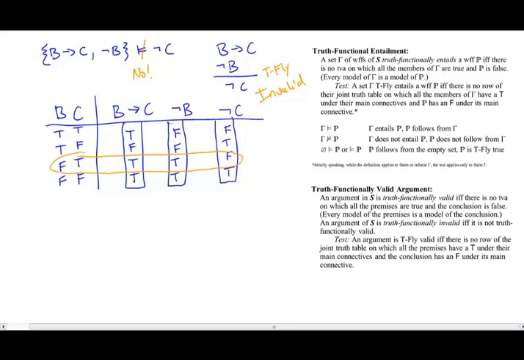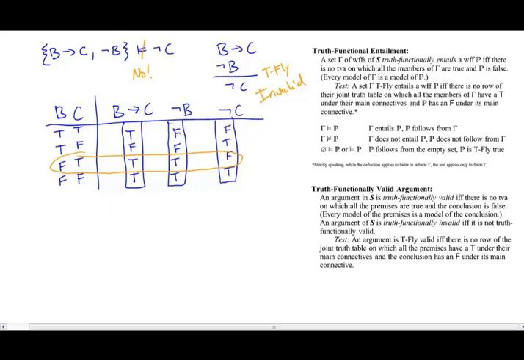Again, it is the presence or absence of all members of the set true and the target false, or all premises of the argument true and the conclusion false. Presence or absence of that decides the question of entailment or validity. And in this case, we very clearly have it, so there's no entailment, and the argument is truth functionally invalid.